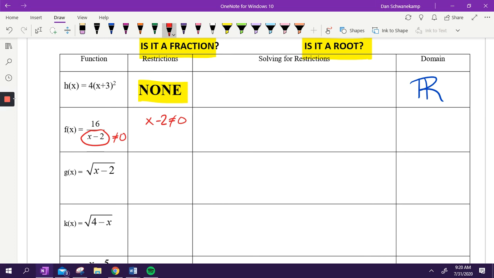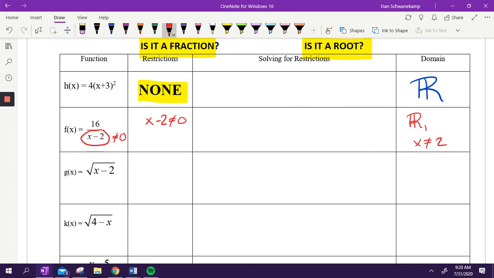And so you could solve for restrictions. I left way too big of a box there in the middle. But my domain is going to be all real numbers. What can I pick? I can pick every single number, but my x cannot be the number 2. Because if it is the number 2, I get 0 on the bottom.